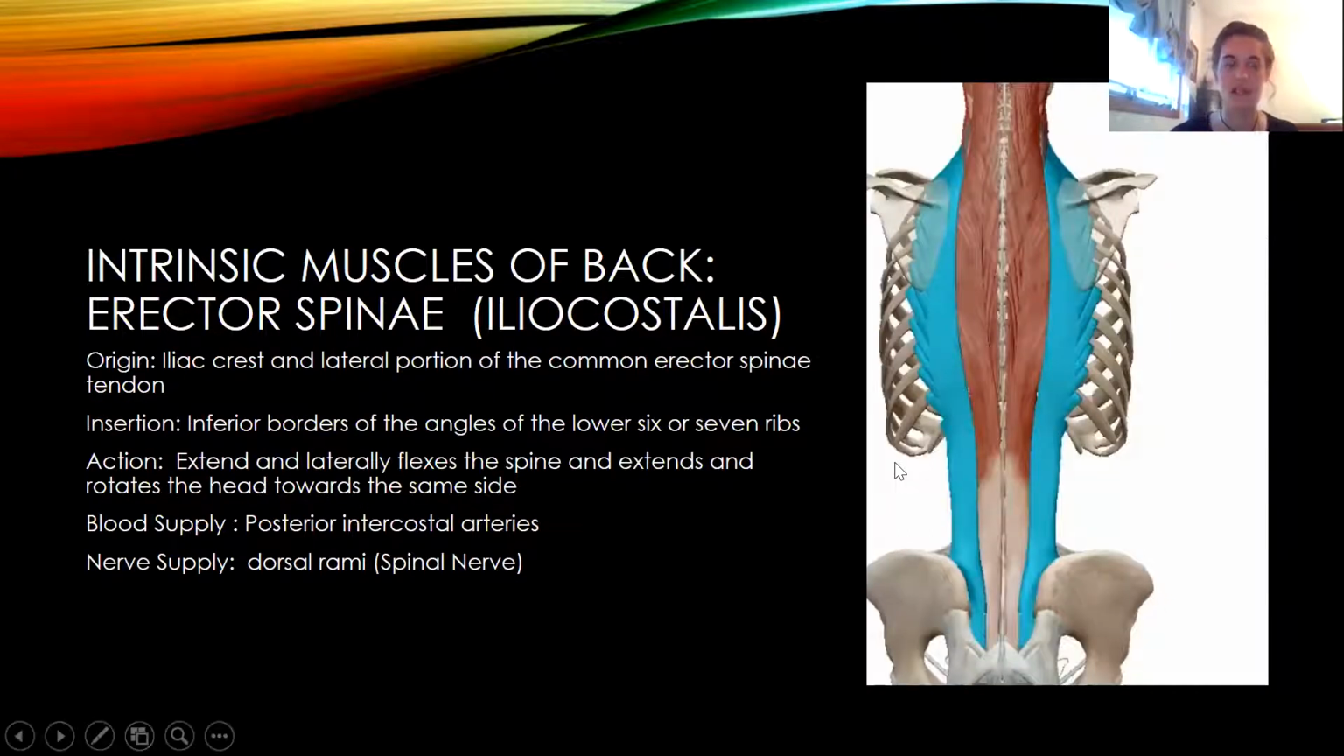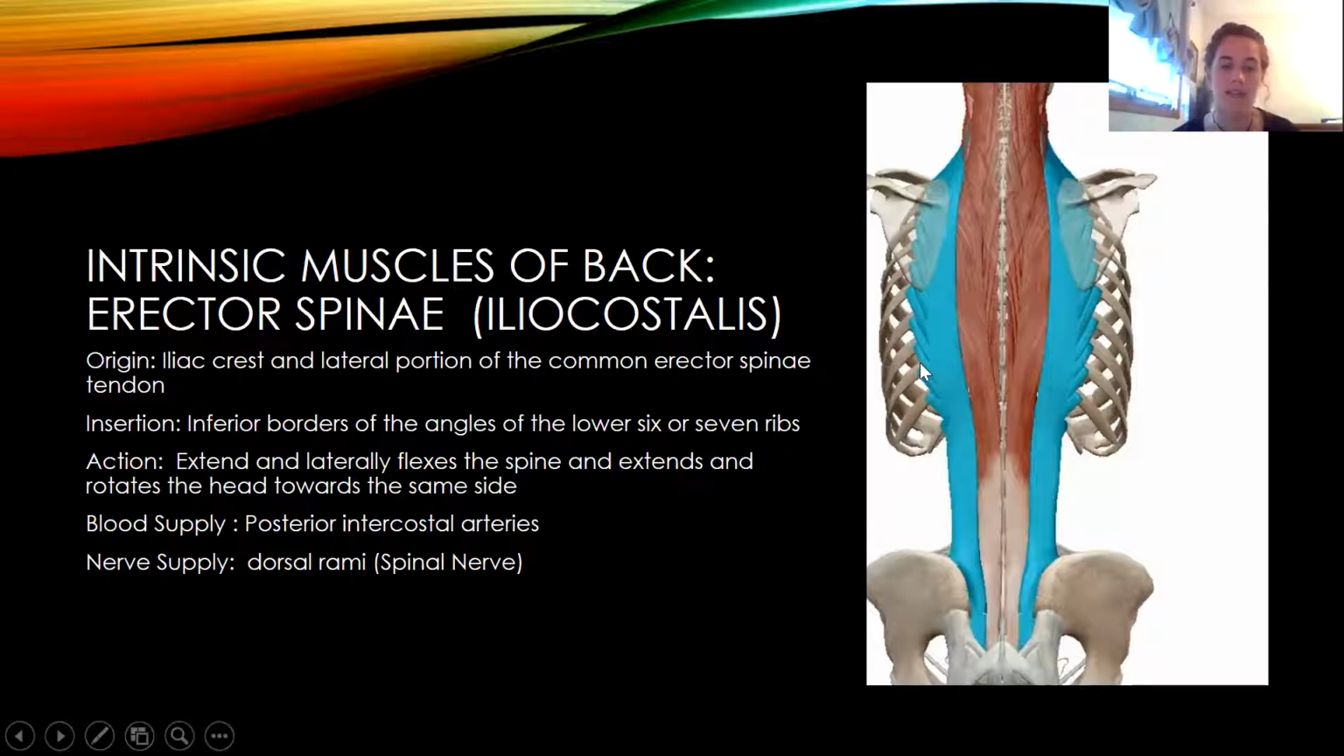Okay, and then next in the erector spinae is the iliocostalis, and the origin of this is the iliac crest around here, and the lateral portion of the common erector spinae tendon. The insertion is the inferior borders of the angles of the lower 6 or 7 ribs.